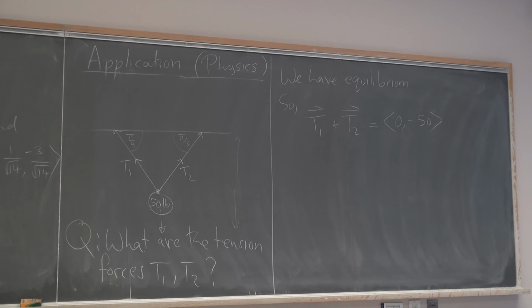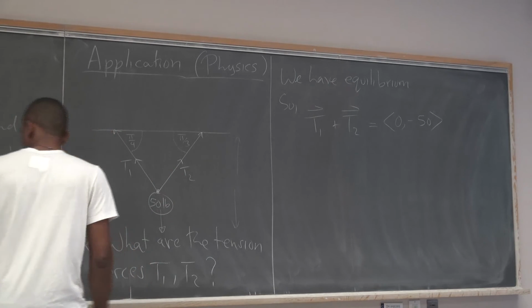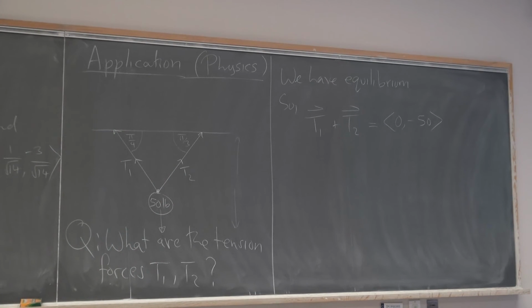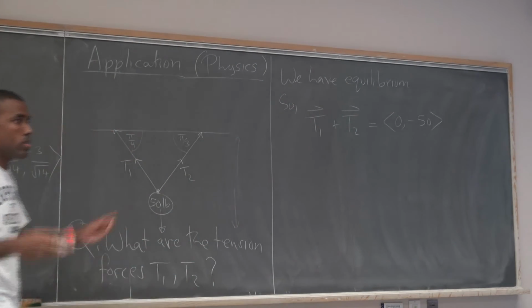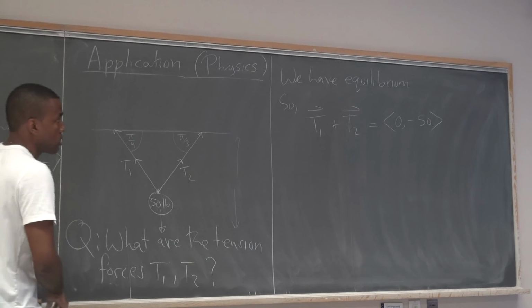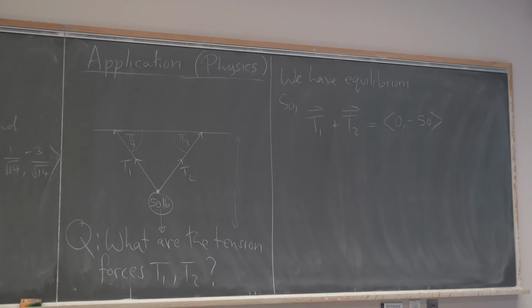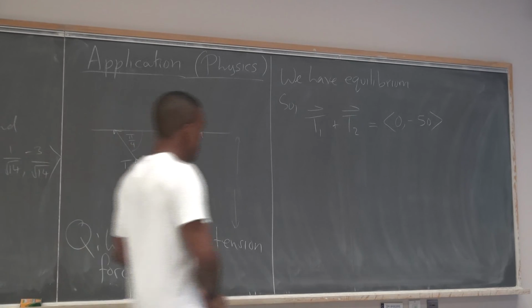So now, how do I actually figure out what these are? There's a way to set it up. If we could find the form for T1 and T2, that will help a lot, because we know that the force is just the magnitude of the vector. Isn't it T1 cosine pi over 4 plus T1 sine pi over 4?